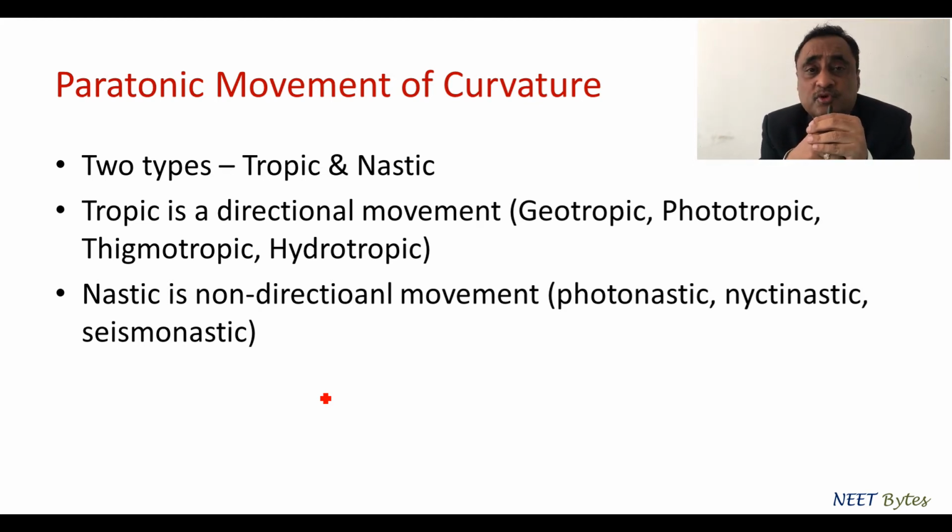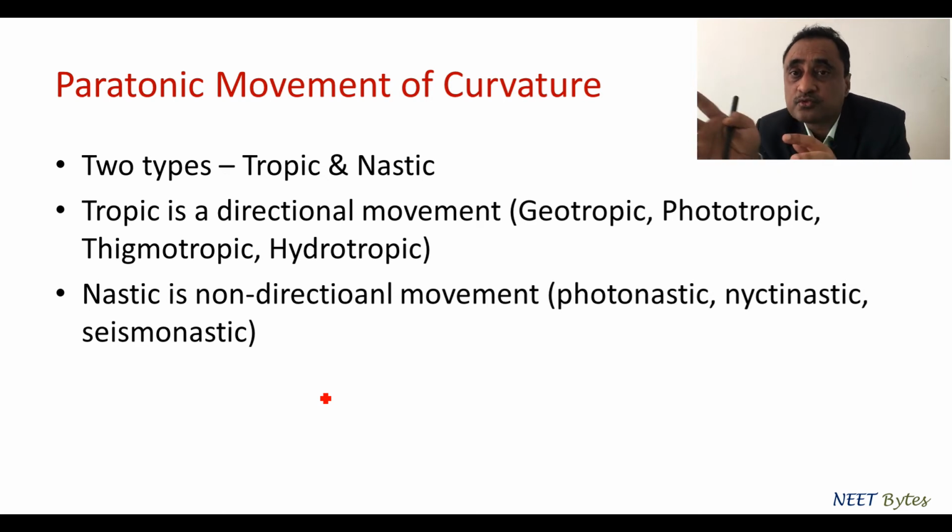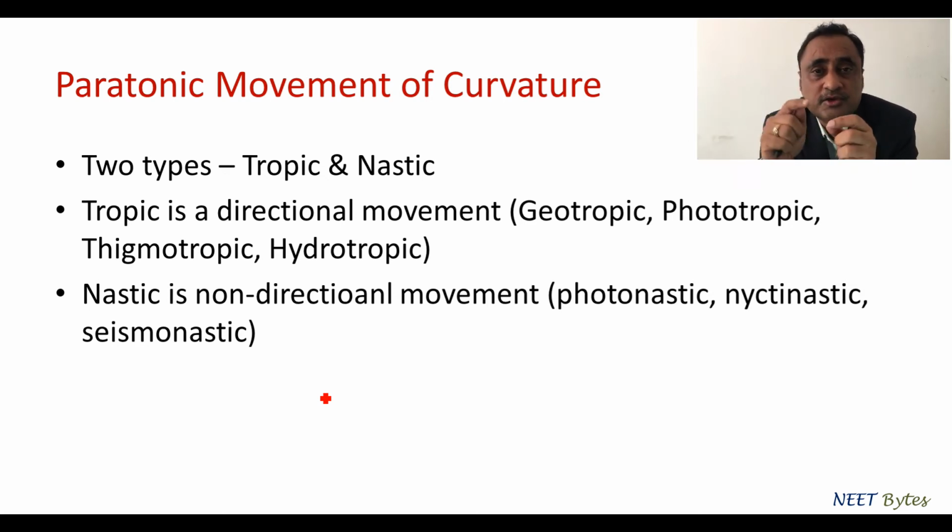Take the example of geotropic: the root is moving towards gravity, under the stimulus of gravity, right? Hydrotropic: the plant is moving towards the source of water. So if the movement is towards the direction of the stimulus, then we call it a tropic movement.